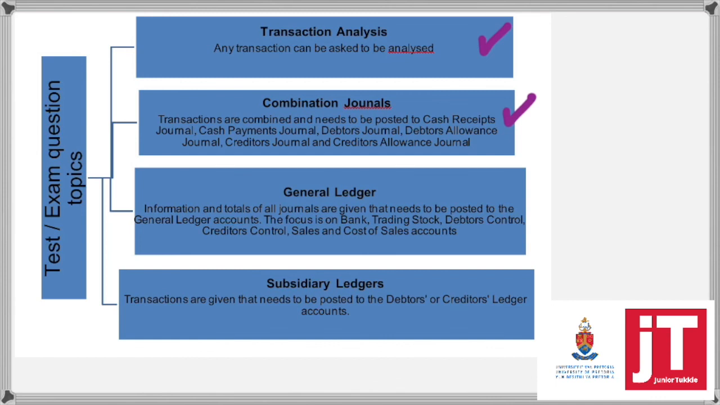Now, we have done so far transaction analysis. We've done a combination of journals. And next we are going to look at posting. So the general ledger question, or activity 3, sort of slots in between testing your knowledge on journals and testing your knowledge on ledgers. So it's a combination of both. And we'll look at that in detail next time.